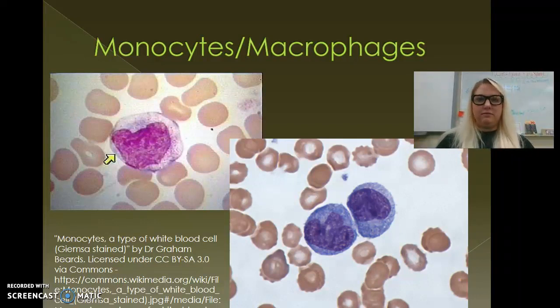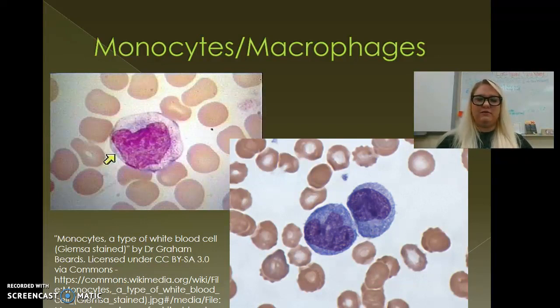So the first one I want to talk about is macrophages, and these are commonly just known as white blood cells. Now you have a bunch of different types of macrophages. The one that I'm showing you right now is a monocyte, but we also have basophils and neutrophils, which are two other major macrophages. But we're just going to look at monocytes.